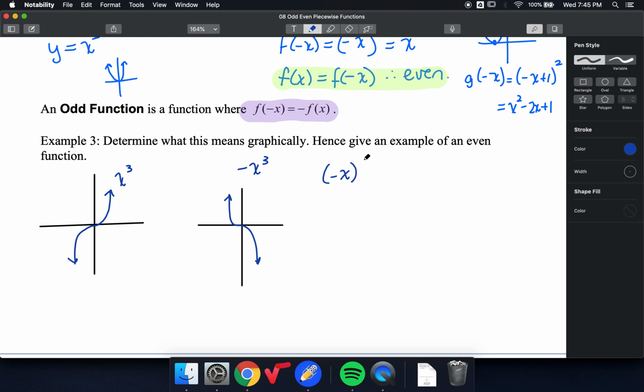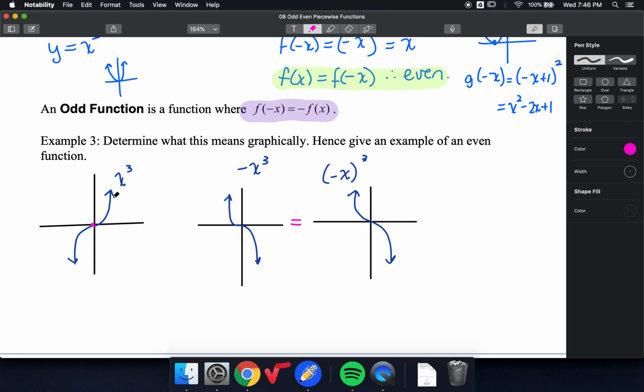And if I think about negative x quantity cubed, well, that's going to take this function and reflect it over the y-axis. So this bit will come over here. This bit will go over there. And I can see that these two functions equal each other. Those are the same picture. So graphically, what it means is that my two reflections end up making the same picture. Really what it means is that I'm symmetric about the origin.